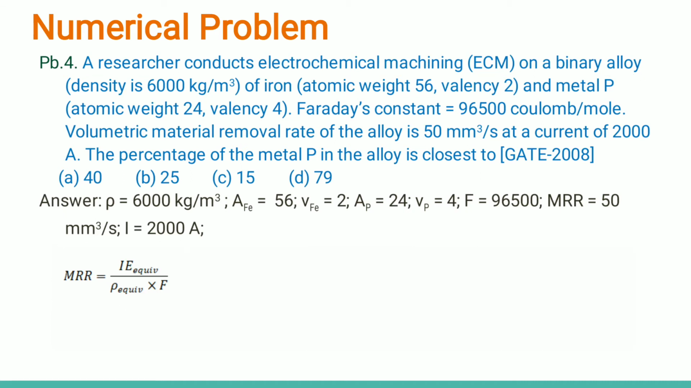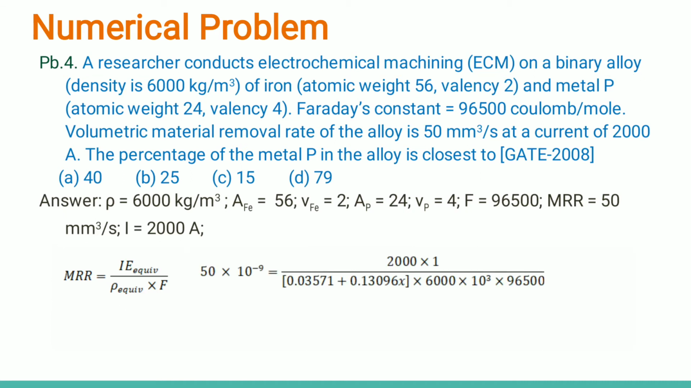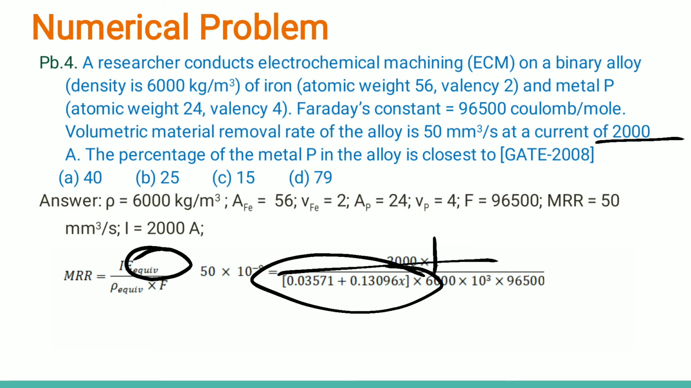Okay, so when you put this value, MRR is given to you as 50, in mm cube per second. We are converting it into meter cube, so that will be into 10 raised to power minus 9. Now I is 2000, that is given to you. And what we have calculated is E equals 1 upon something like that, so as such I am just putting this value.